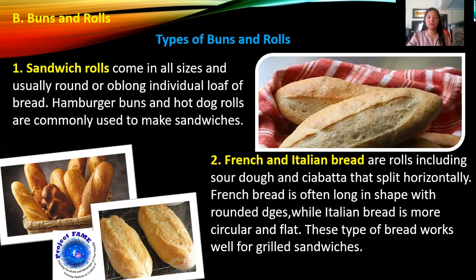Another type of buns and roll is the French and Italian bread. These are rolls including sourdough and ciabatta that are split horizontally. French bread is often long in shape with rounded edges, while Italian bread is more circular and flat. This type of bread works well for grilled sandwiches.